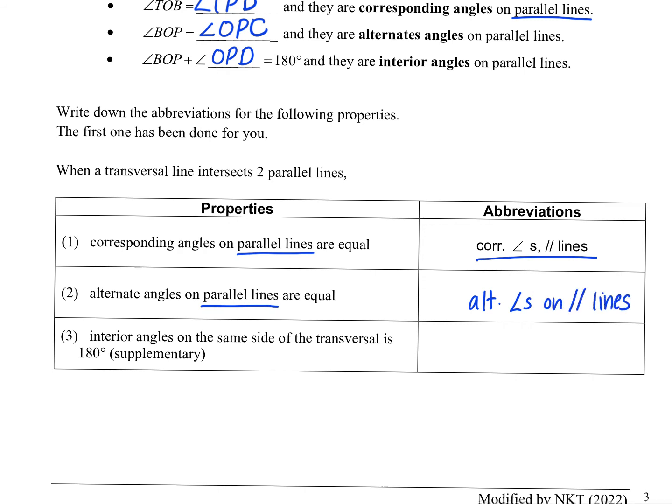Last but not least, interior angles on the same side of the transversal are supplementary. So if I have these two parallel lines, and I have the transversal on the same side, the interior angles over here, these two will always add up to 180 degrees. So: interior angles, parallel lines. So these are the proper proof and presentation when you write your angle properties.